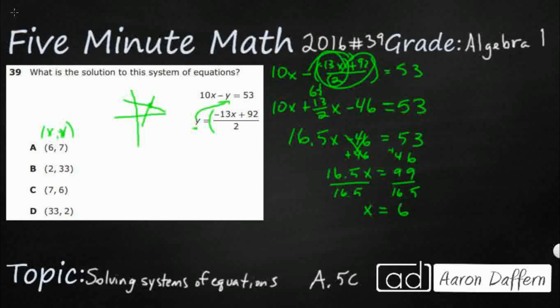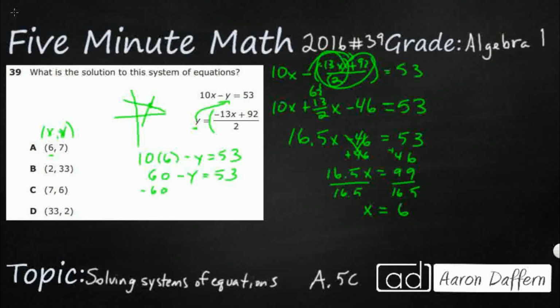Now, there's only one answer choice that actually gives us an x of 6. But let's just go ahead and verify, right? So what we do to find our y, let's say there were multiple answers that had 6 as the x coordinate. You plug it into either one of these. So let's plug it into that first one that looks a little bit easier. So 10 times 6 minus y equals 53, because what I'm doing now is I want to solve for y. So 60 minus y equals 53.